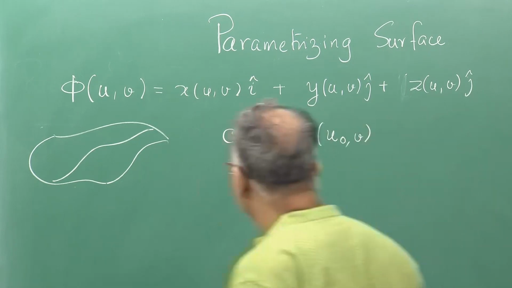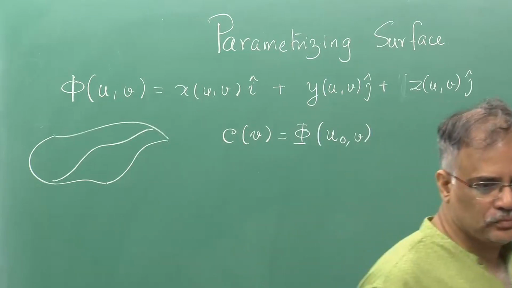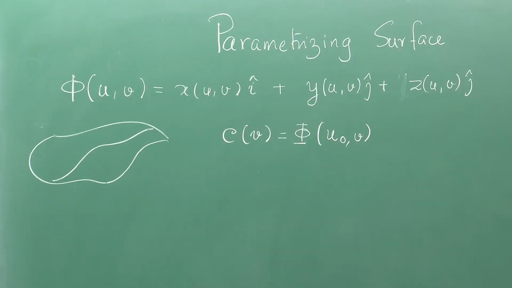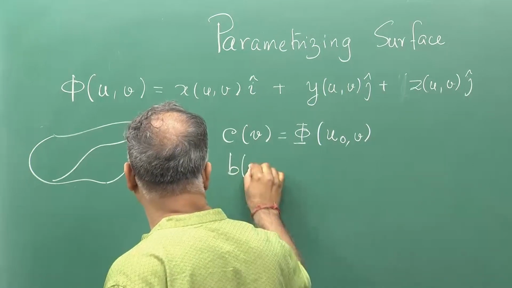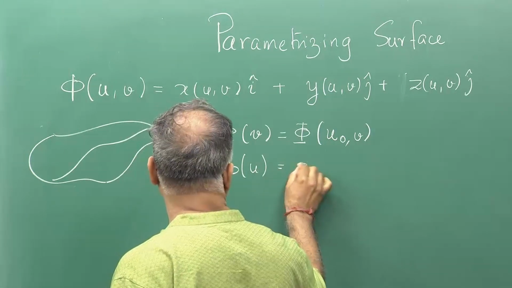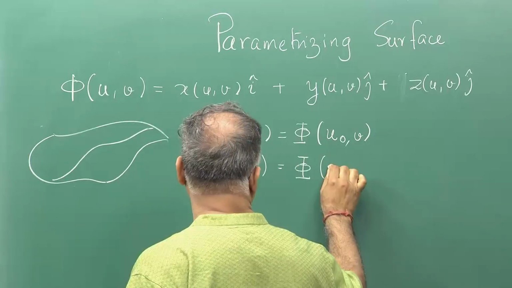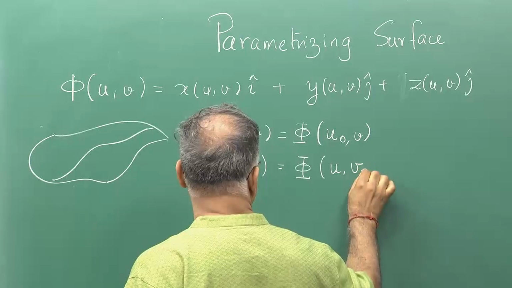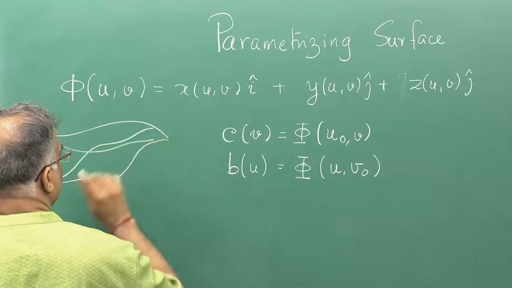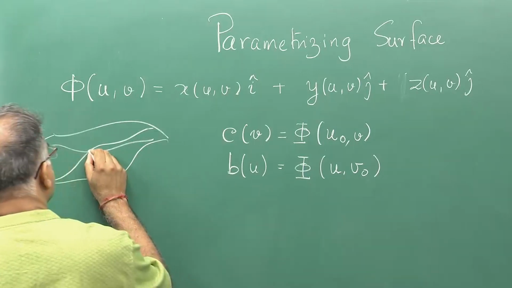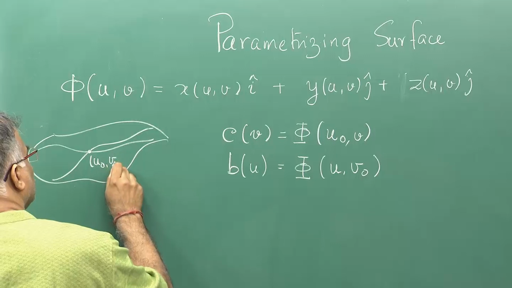Now, similarly, I can do the opposite thing also. I can fix my v at v naught, and that would be some curve which is passing through all these points. So, both these curves will pass through a point, the point (u naught, v naught).